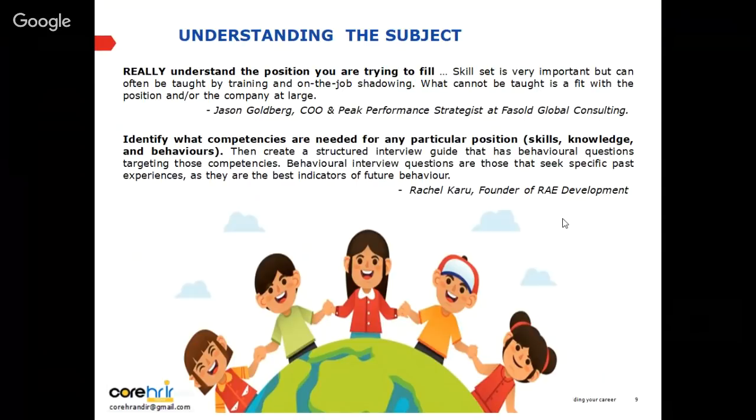The next part is a quote by Rachel Carr, founder of RA Development, saying what competencies are needed in particular. Whether skills are required, or knowledge and behavior, and how much importance you give to the behavioral part versus the skills part. This differs from position to position. The next slide.